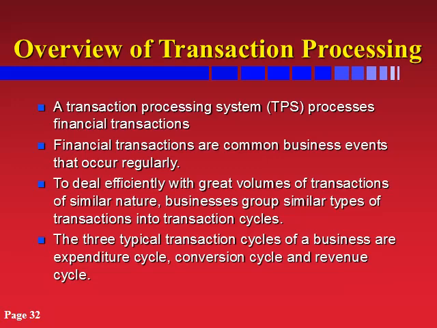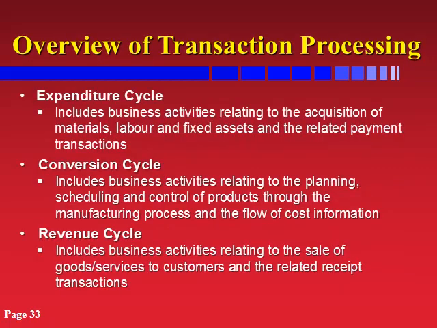Now, in order to deal with them efficiently, because there's so many of them, businesses will group similar types of transactions into what we call transaction cycles. And there are three main transaction cycles in a business, and they are the expenditure cycle, the conversion cycle, and the revenue cycle. Let's look at these transaction cycles in a little bit more detail.